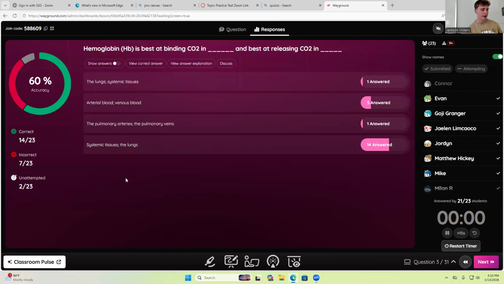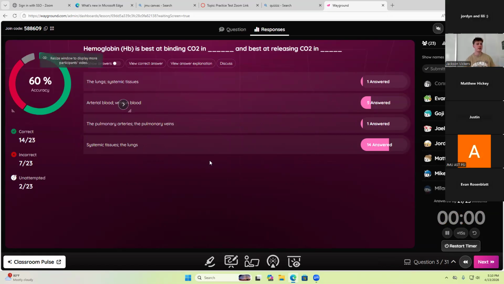You guys are doing good so far. Yeah, so hemoglobin is best at binding CO2 in systemic tissues, and we can think about that as being because that is where we have the biggest lack of oxygen. If we go to our fingertips, they have to work all the way from our lungs down. Our blood system has to bring oxygen to those guys. So they're really in need of oxygen and they're building up CO2, right?